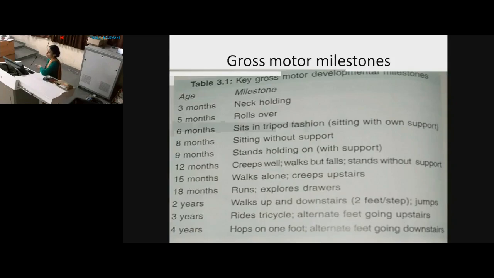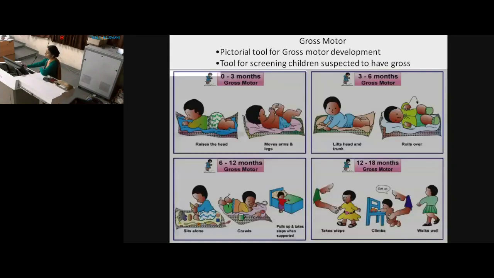Beyond this, a child goes to school. So in that case, you can ask, is the child doing the same activities that other children are doing? Right? So you can see the gross motor.